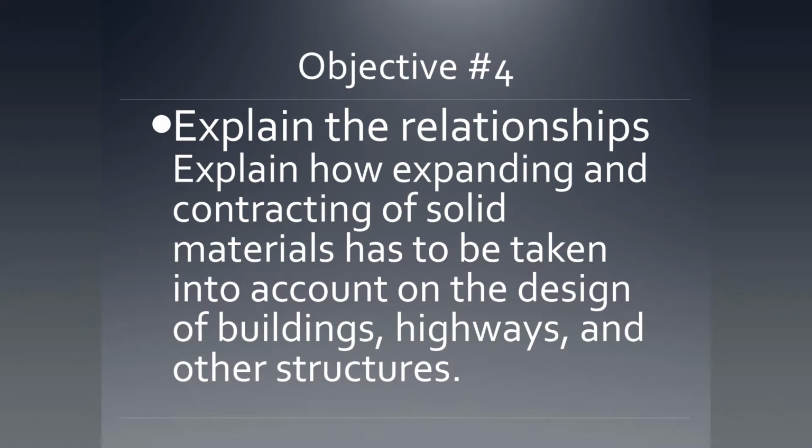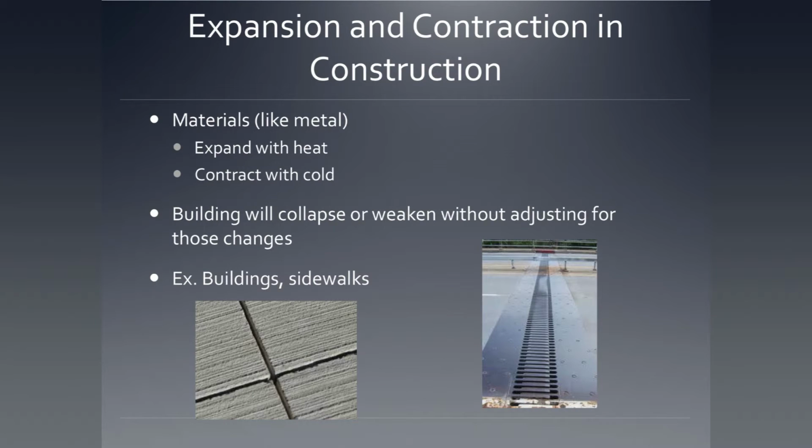Objective number 4 has to do with buildings, how to explain why we need or how we need to take into account the changes of weather. In the hotter months when things will expand, or in the colder months when things will shrink, if a building or a sidewalk or a bridge or some man-made structure is not constructed in a way to be able to handle those fluctuations, then it's not solid, or it will crack, or it will have issues. So in general, things that, like metal, will expand with heat or contract with cold, need to have ways to adjust. Some of our favorites: buildings, sidewalks, bridges.